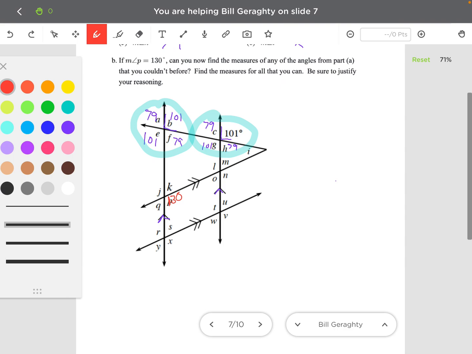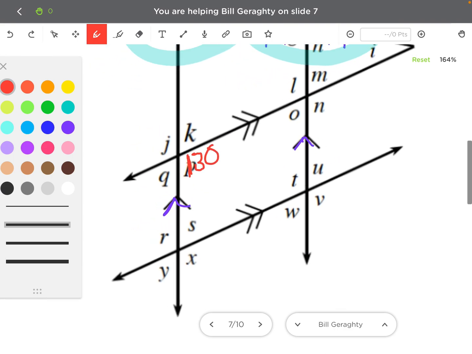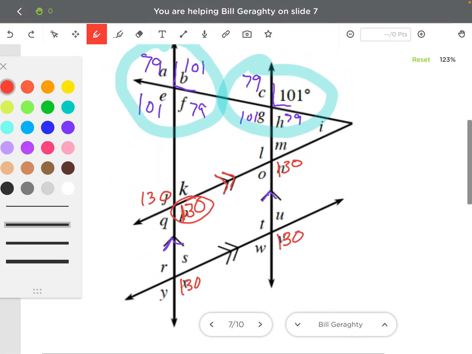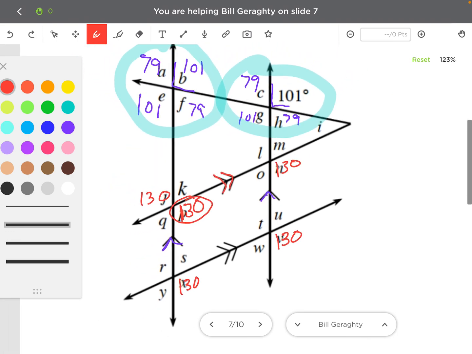Yes. Once we know that this is 130, and I'm given all of these parallel lines, I can take this 130 and use vertical angles. I can also slide it over to N and say 130, and then I can slide it down to V and say 130, and I can slide it over here and say 130. So that's going to help me figure out some information.